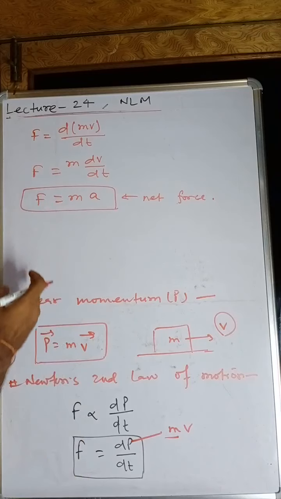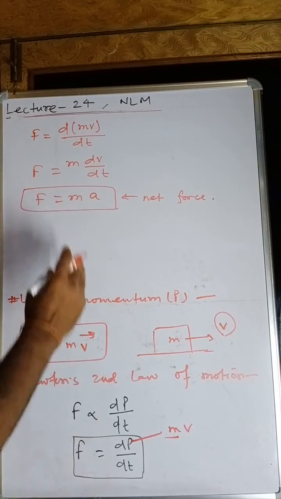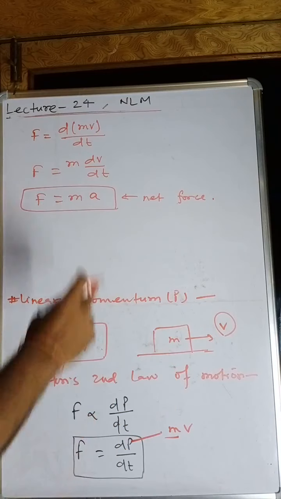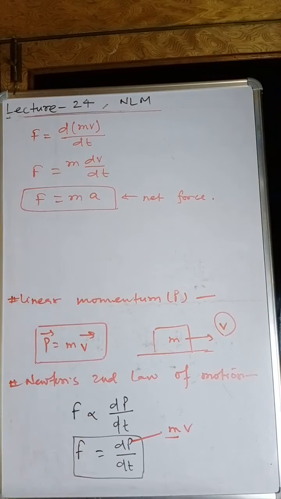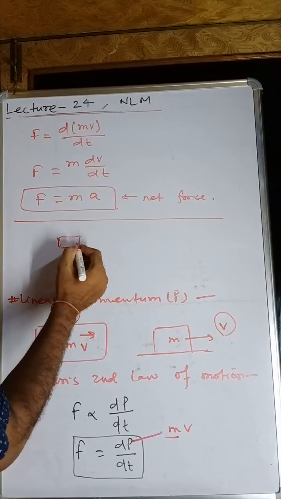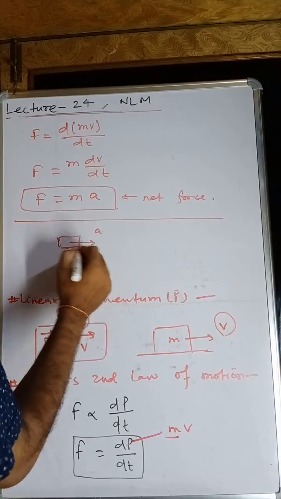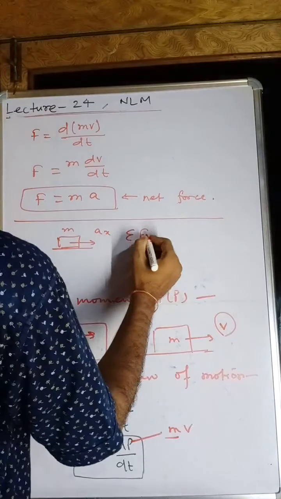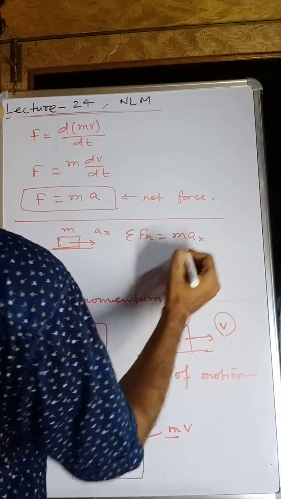And this net force, that is the unbalanced force acting on the body to change the velocity and impart the acceleration. Remember, if any body is moving along the x-axis by changing its velocity, that is with an acceleration a_x along the x-axis, and it has mass m, then you can write sigma F_x equals m a_x.